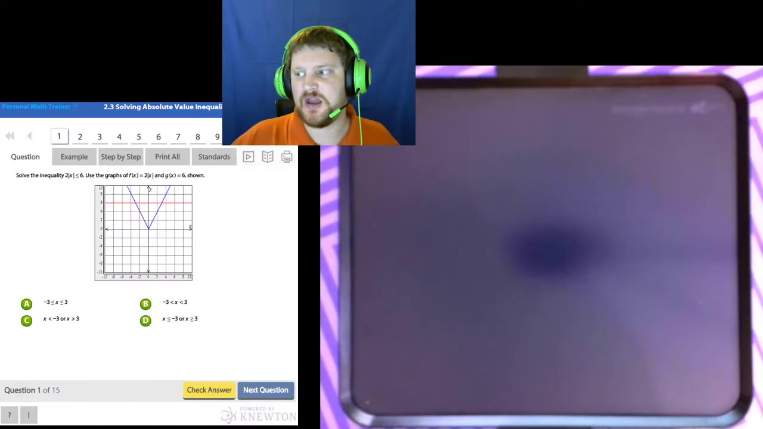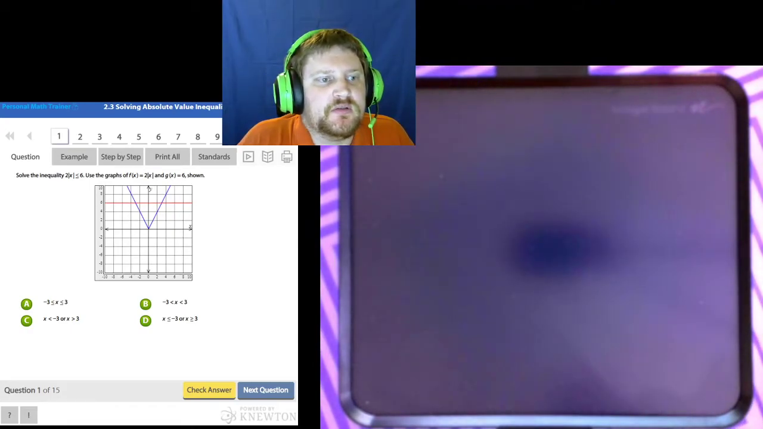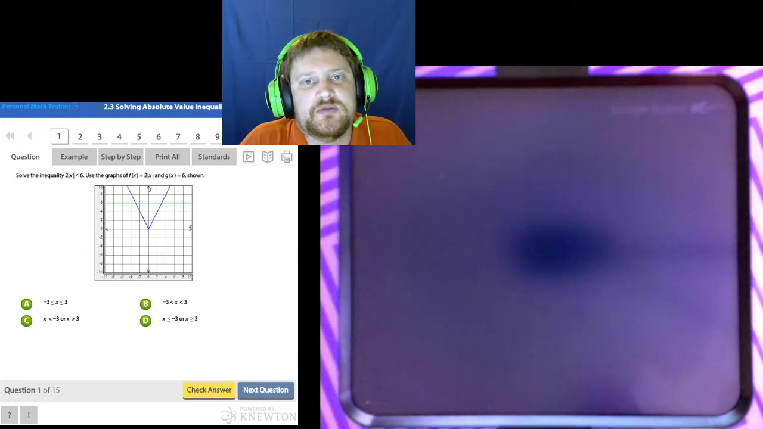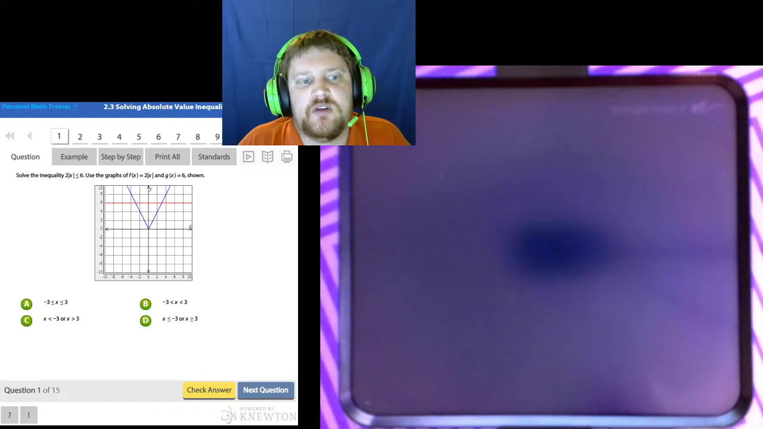But this is the video to show you how to do 2.3's HRW homework assignment. So let's take a look at problem number 1. Solve the inequality 2 times the absolute value of x is less than or equal to 6. Use the graphs as shown. Okay, so 2 ways we can do this. We can either use what they want us to use, or we can solve it on Desmos. For this one, I'm going to use what they want us to use.